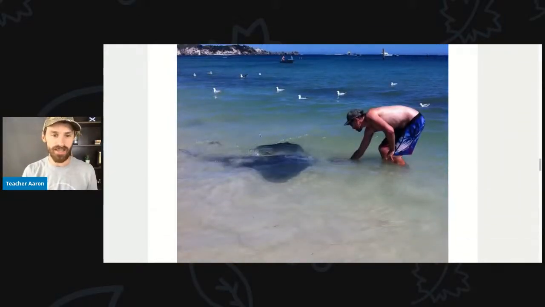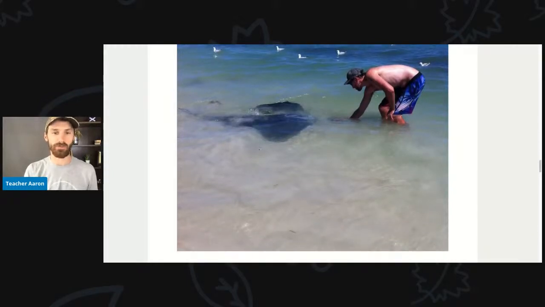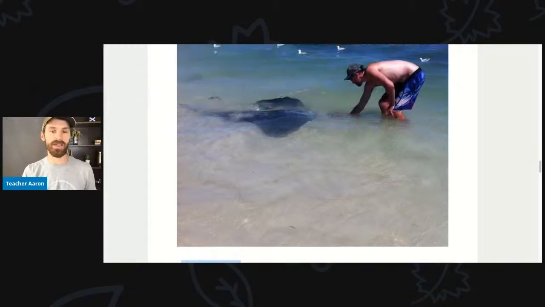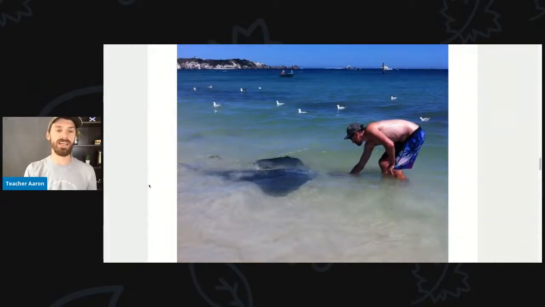Okay, wow, look at this. That's what we call a ray or a stingray. It says, get up close to the wildlife. Okay, wildlife means animals. So here is a big stingray. And then we have some seagulls. Seagulls are birds.